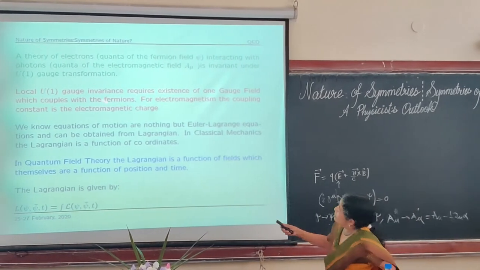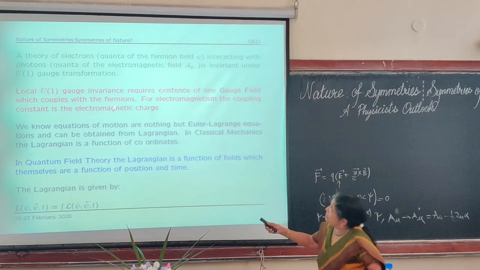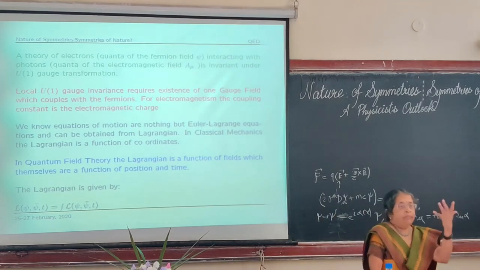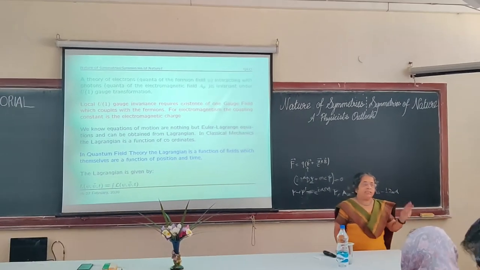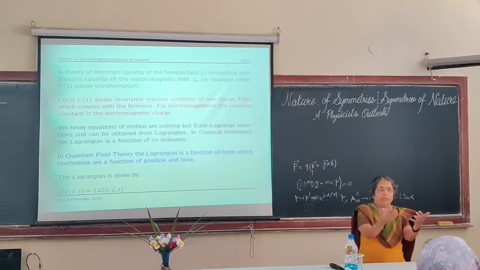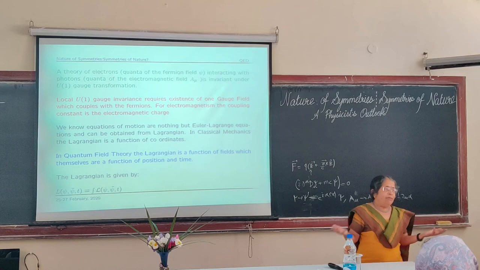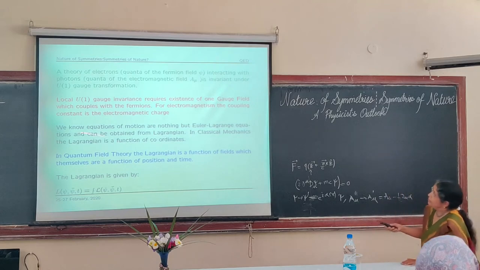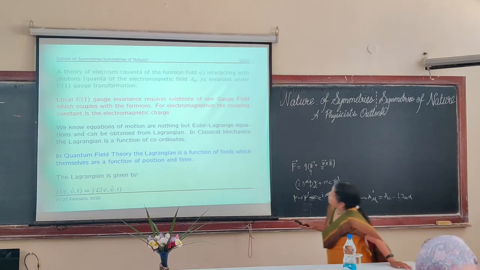Okay, so now this coupling between the fermions and the electromagnetic field is just the electromagnetic charge. That is, if I have a fermion, or any matter particle, which has twice the charge of the electron, then the strength of the coupling with the photon will be twice that of the electron coupling. So this coupling constant decides the strength of the electromagnetic interaction.